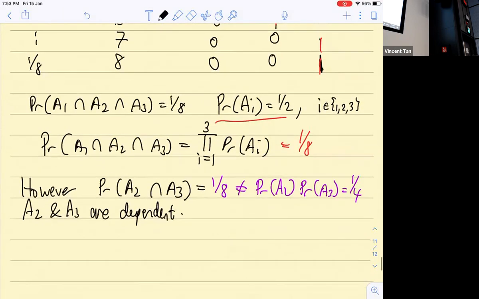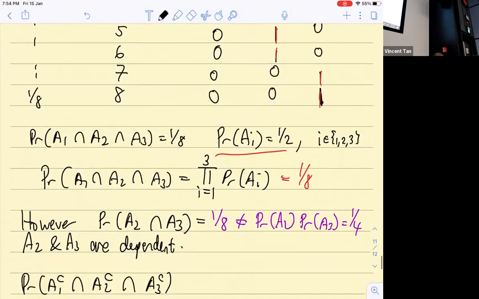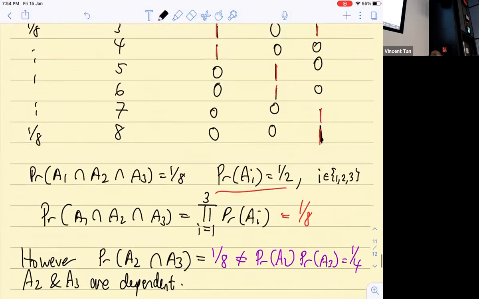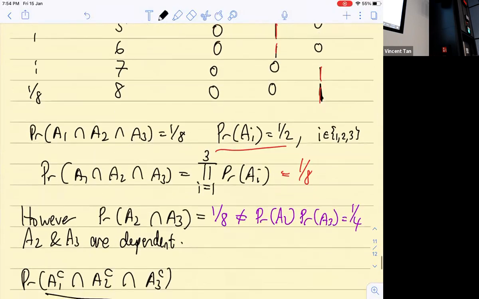As another example, a very strange example: the probability of A1 complement intersect A2 complement intersect A3 complement. So what are we looking for? If I want to calculate this, I'm looking for any row that has all zeros. Which row is all zero? You show me. None. So this is equal to 0.